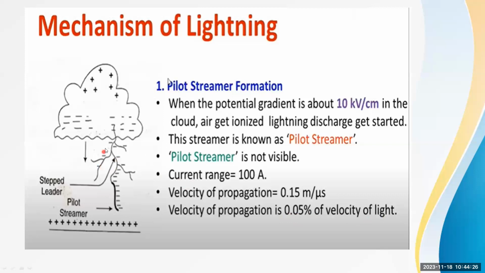When the distance between the cloud and ground decreases, because of the huge potential between the cloud and ground, the air gets ionized and it will try to discharge through the air like a streamer. That first streamer is called the pilot streamer. This is about pilot streamer formation.